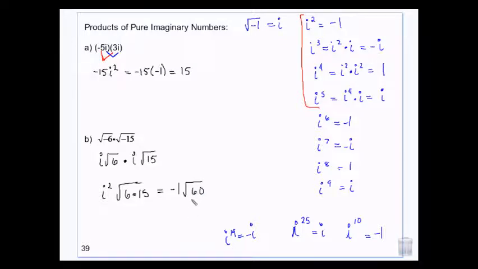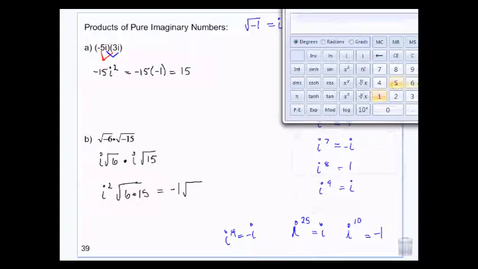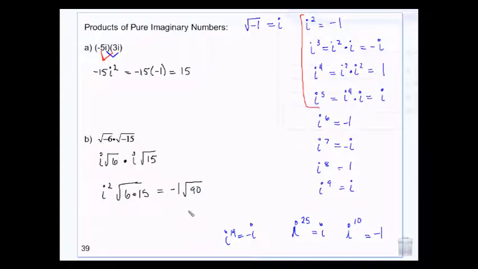No, 90. Right? 90. Okay, 90. And 90 can be simplified because there's a perfect square in there, because it's 9 times 10. And 9 is a perfect square. So this will be negative 3 times the square root of 10.